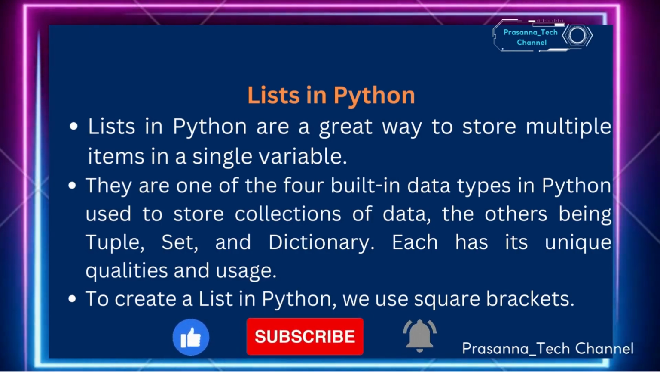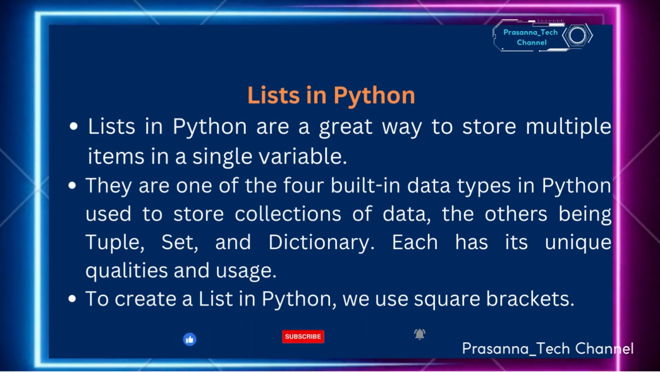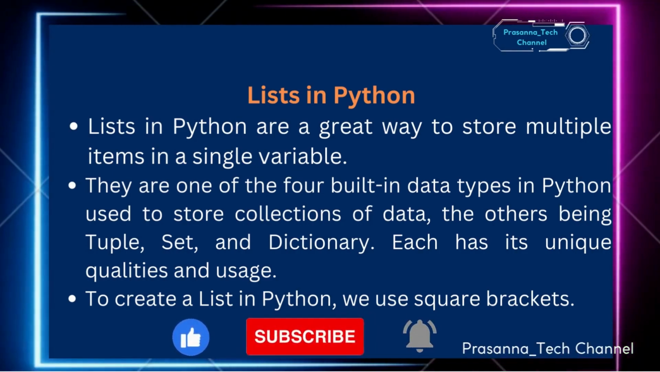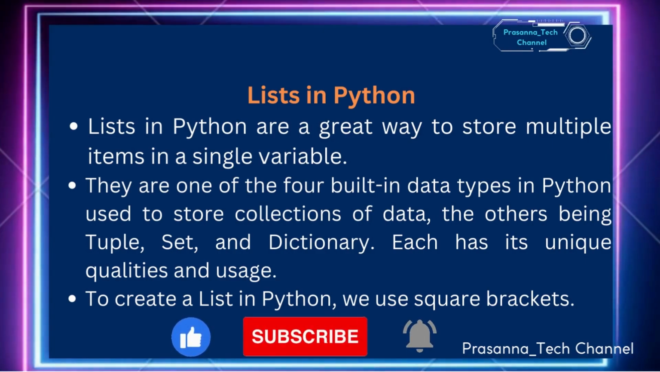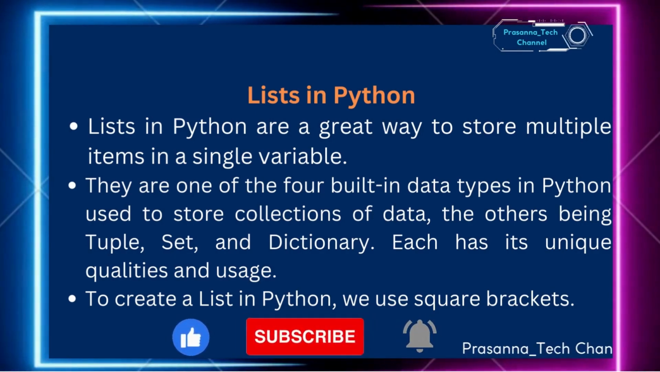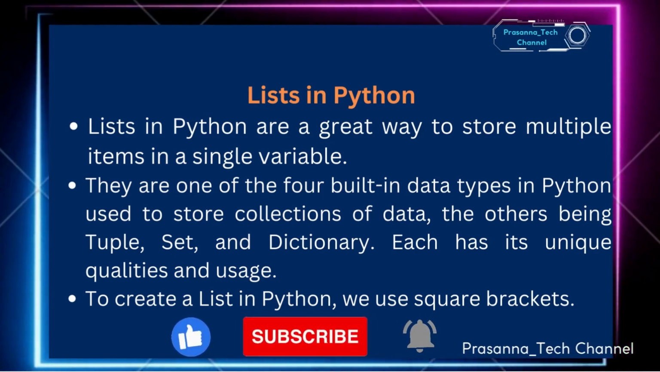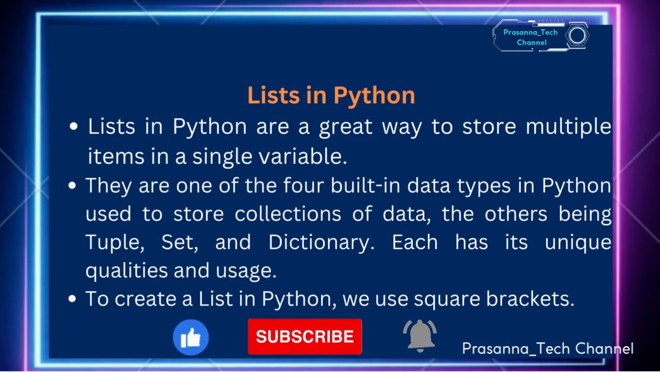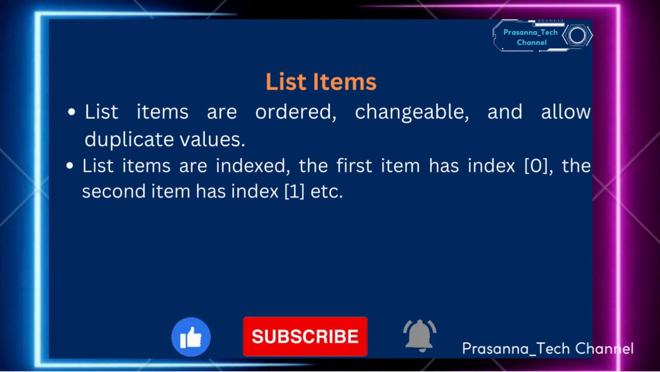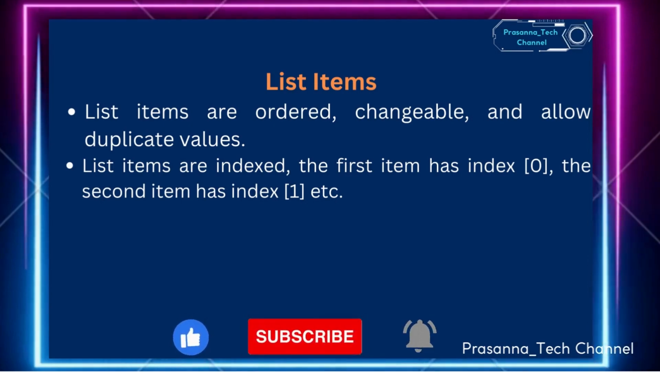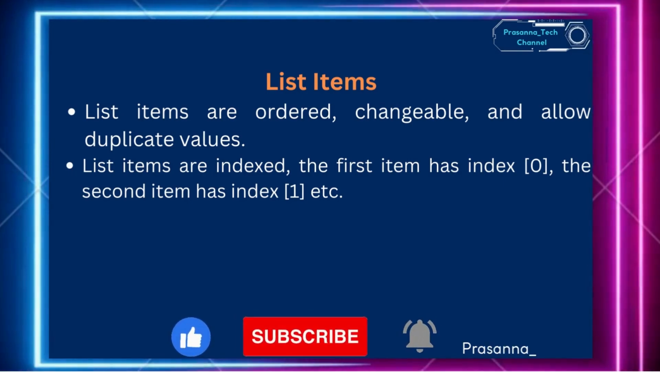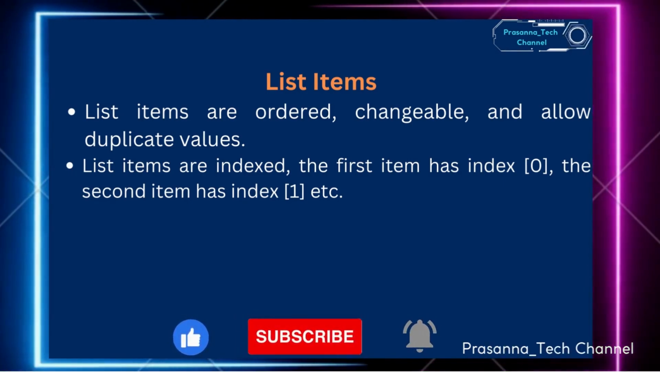Lists in Python are a great way to store multiple items in a single variable. They are one of the 4 built-in data types in Python used to store collections of data. The others are tuple, set, and dictionary. Each has its unique qualities and usage. To create a list in Python, we use square brackets. List items are ordered, changeable, and allow duplicate values. List items are indexed. The first item has index 0, the second item has index 1, etc.